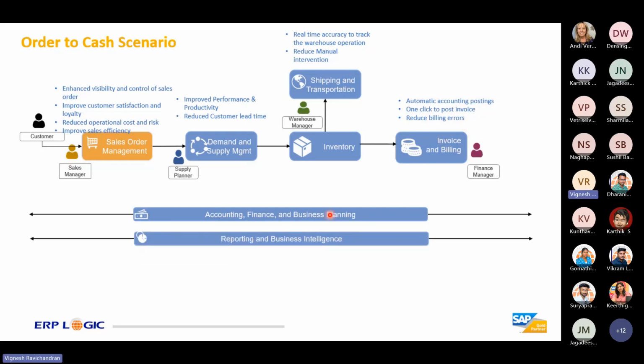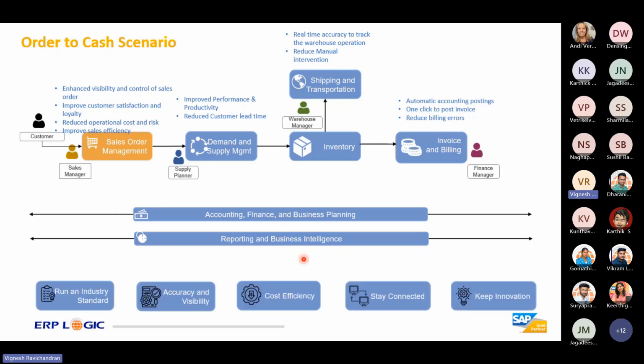Throughout this process, it is tightly integrated with accounting, finance, business planning, as well as reporting. S/4HANA has an inbuilt embedded reporting system, so you don't need any third-party software to check the reports. The main advantages of using this process are that it's an industry standard, the team will have accuracy and visibility, it's cost effective, and it stays connected with real-time data and keeps innovating. So this is the process flow we covered in S/4HANA for order to cash.